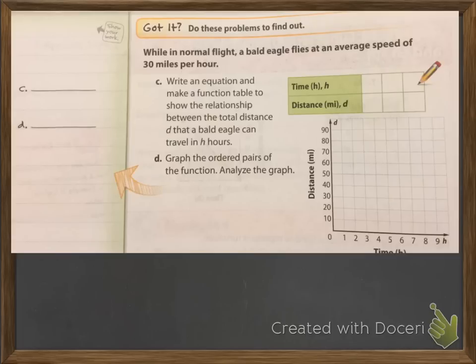All right, so on your own now, you were supposed to have looked through and done C and D. So it says, while in normal flight, a bald eagle flies at an average speed of 30 miles per hour. Remember, there's that per or the each, so we know this is probably going to attach to the variable in our equation. Okay, so I'm just going to write that little note here. Then it says write an equation, variable.